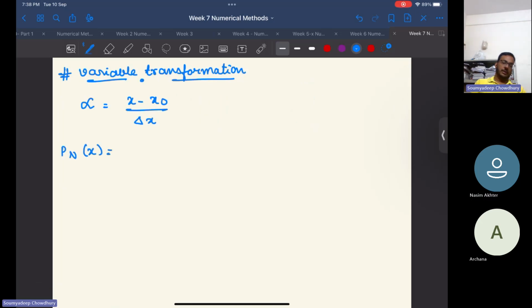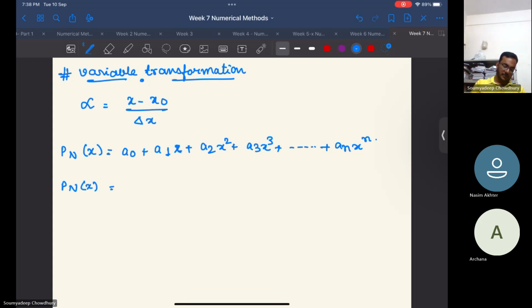So now, what is the form of the interpolating polynomial? It was basically like this. Now we just reframe this equation: in place of x, we write x minus x naught, and accordingly a naught will not remain a naught, it will be a naught dash, then a3 x minus x naught.